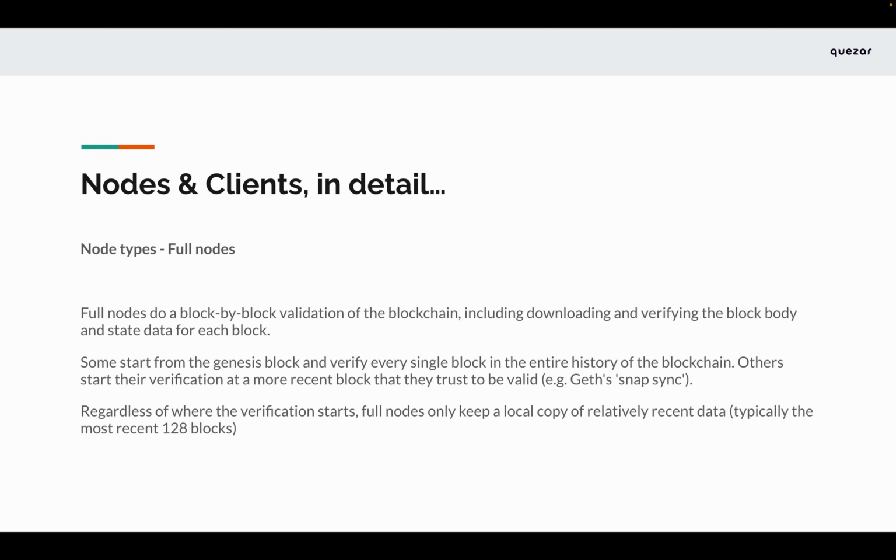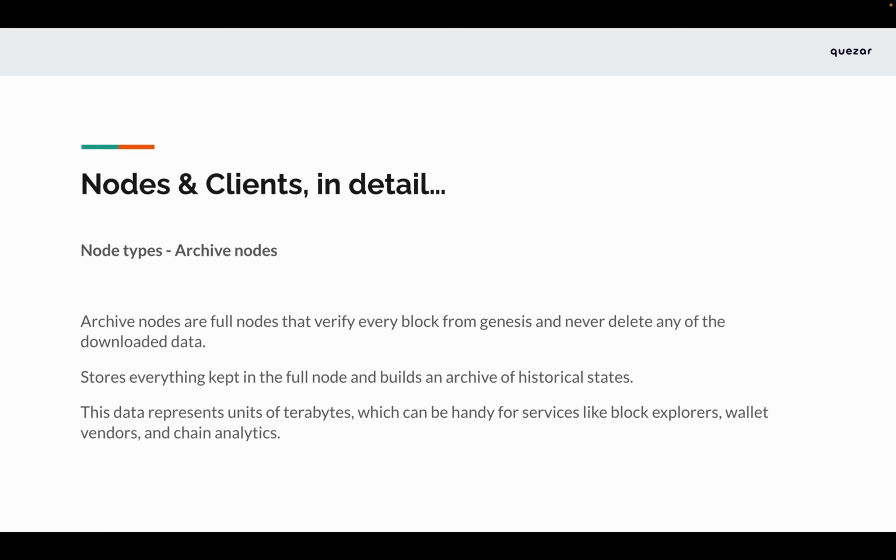Irrespective of from where the verification starts, from the genesis or from midway, the full nodes only keep a local copy of the relatively recent data. It's generally 128 blocks. Archival nodes or archive nodes, on the other hand, are similar to full nodes. There's just one small difference, that they never delete any of the data. The full nodes only keep the relatively recent data, like the past 128 blocks, but archival nodes keep all of the data starting from the genesis. So these nodes basically build an archive of historical states, and this data can range in terabytes and petabytes.